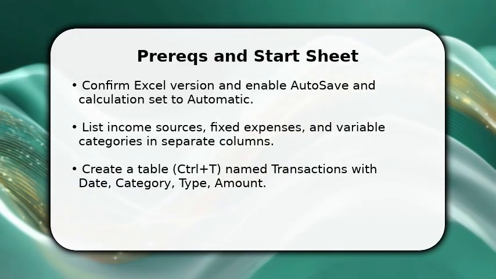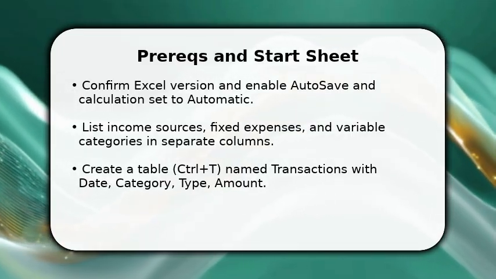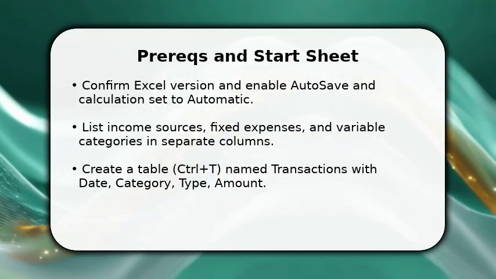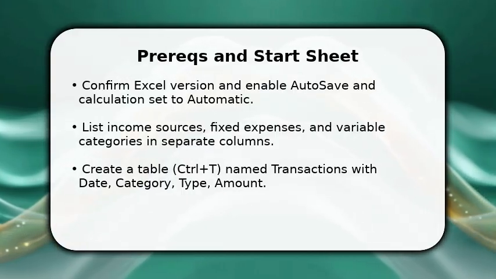Enter sample rows: date, category, type (income or expense), and amount. Once done, add a categories sheet with consistent labels so drop-downs stay clean. Make sure to save a template copy now to reuse.